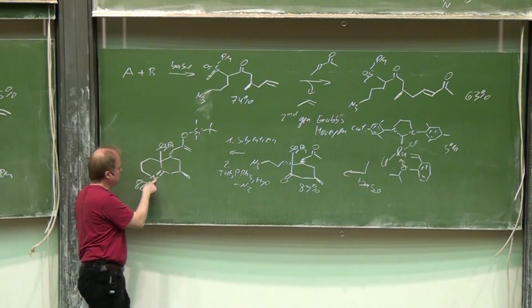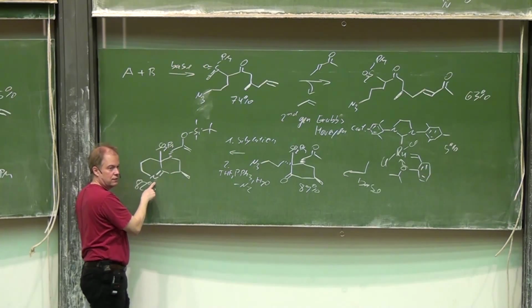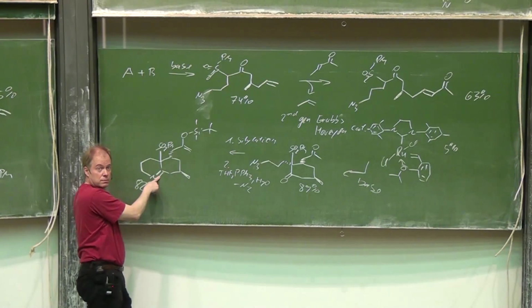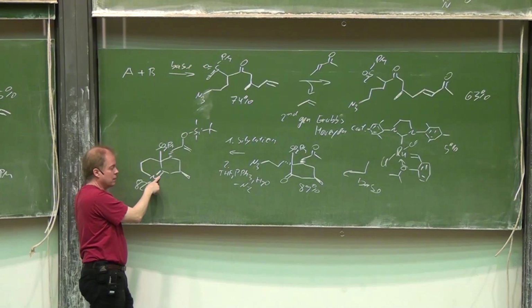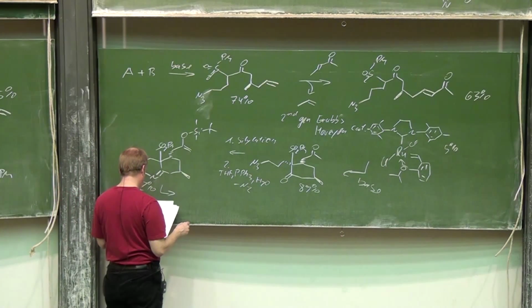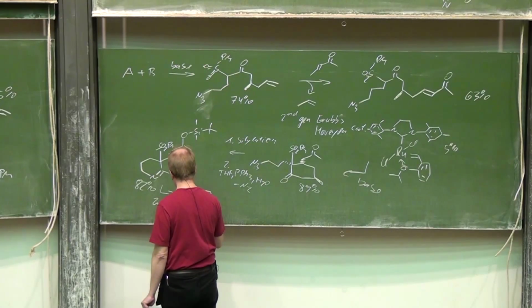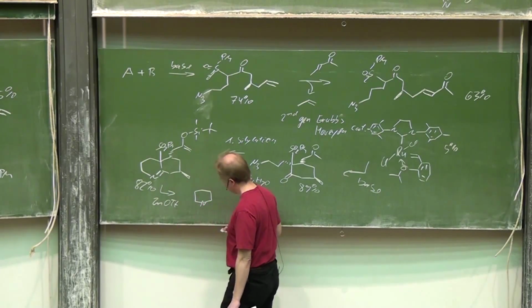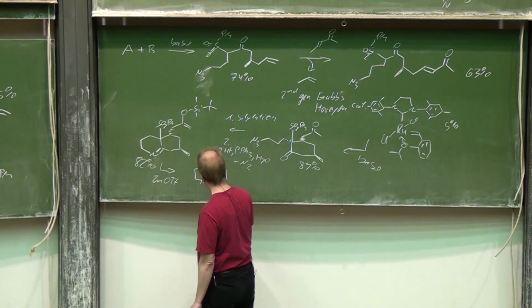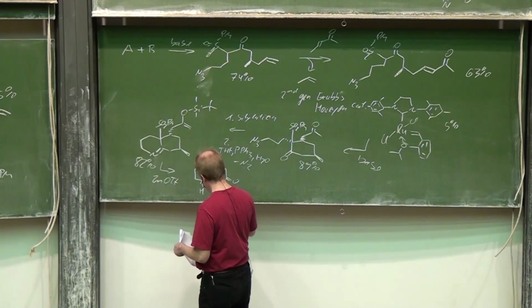So, now you have here that imine functionality, there you have the nucleophilic center, and you have to increase the electrophilicity of this imine simply by applying a Lewis acid. The Lewis acid was zinc triflate. So, then we are again at this stage, 54%.